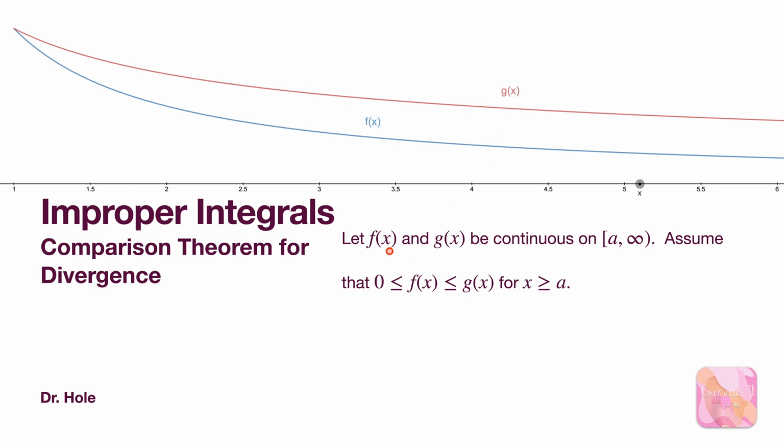Let's have F and G be continuous from some definite value out to infinity, and assume that the relation between F and G continues, that F is always less than or equal to G, and that both of these are positive functions, or non-negative functions. Then two conclusions may be drawn.